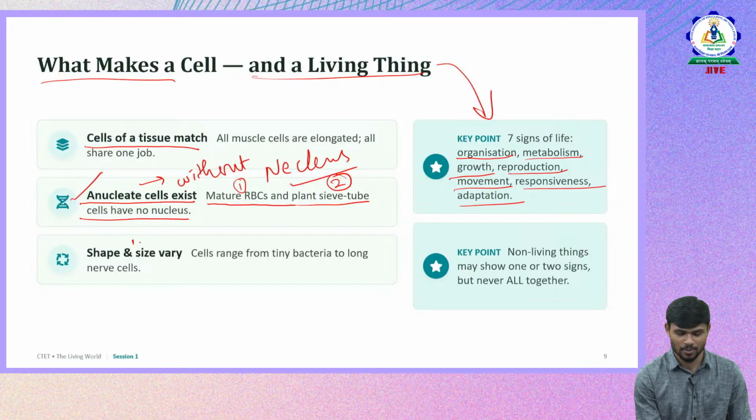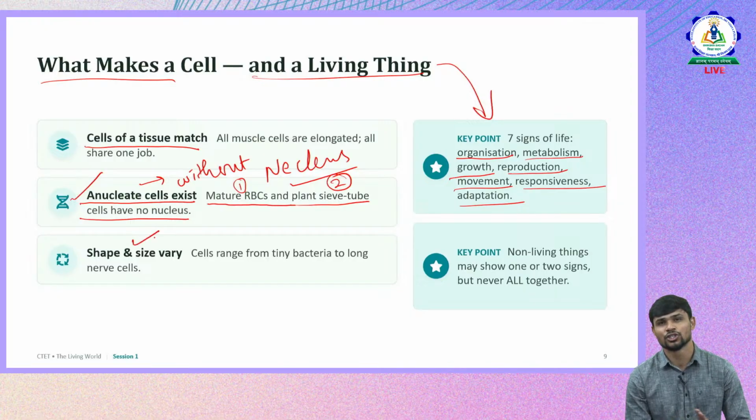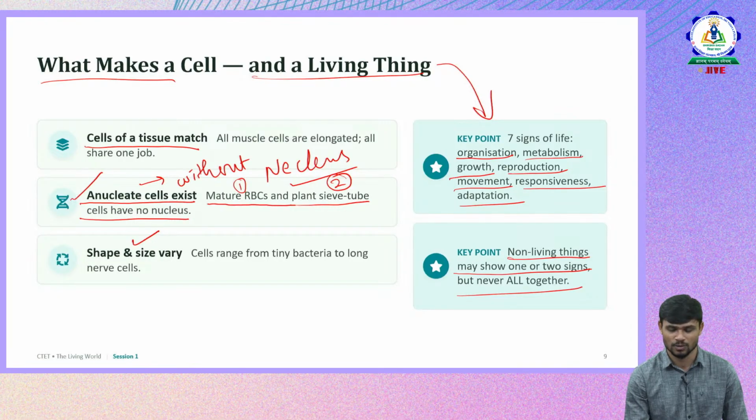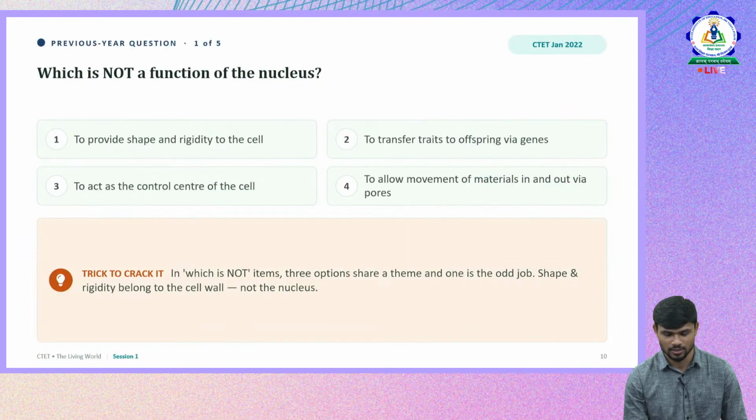Shape and size vary from tissue to tissue. Different tissues have different types of cells, and as their structure is different, their function also is different, and size and shape also are different. Non-living things may show one or two signs, but never all together. This is one more important topic.